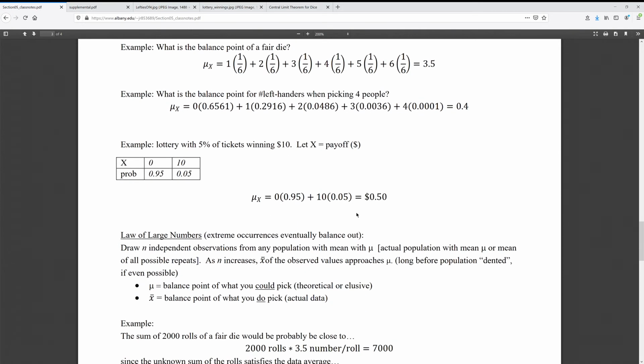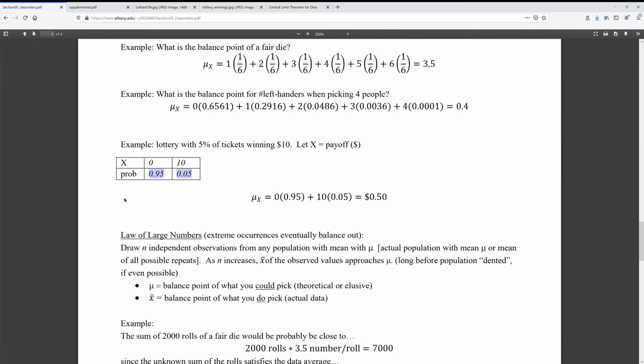So if we have a lot of lottery tickets, then on average they're worth 50 cents each. On average, they're worth half a dollar each. The more lottery tickets you have, the more likely it is that their actual average worth is $0.5. Let's think that through. The more lottery tickets you have, the more likely it is that about 95%, 19 out of 20, are worth nothing, and 5%, 1 out of 20, are worth $10.